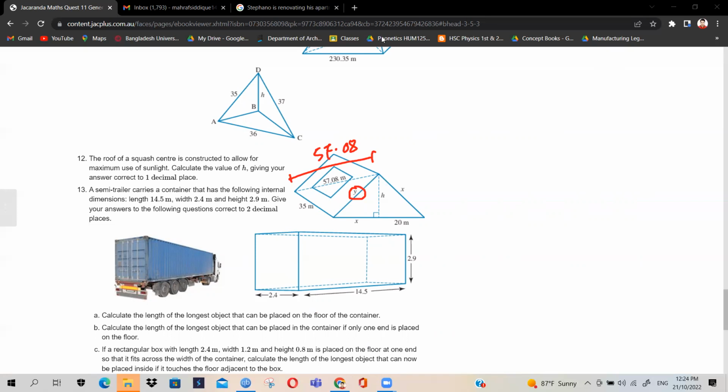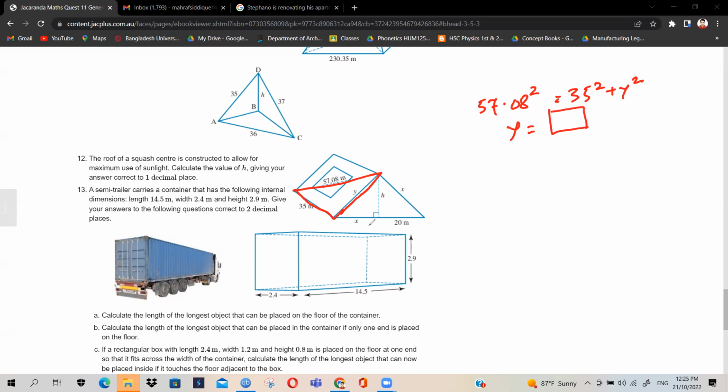So see, this is a rectangle, right? Like this side is the rectangle, and we can consider this to be a right angle triangle, right? Is it correct? Yes. The 57.08 squared will be equal to 35 squared plus y squared. Is that correct? Understand my point? Yes. So now based on that, you will get the value for y.